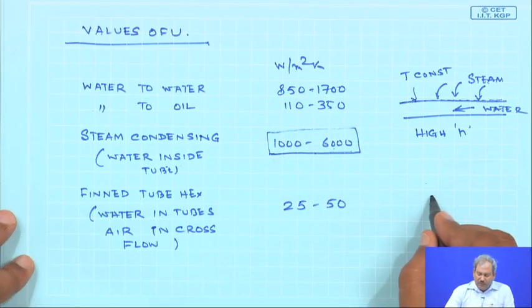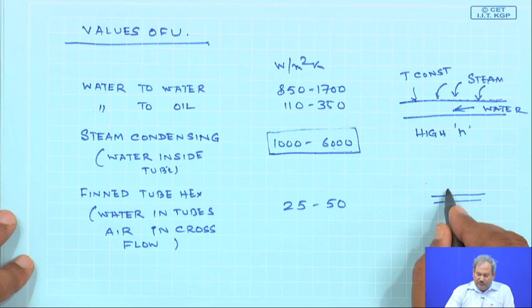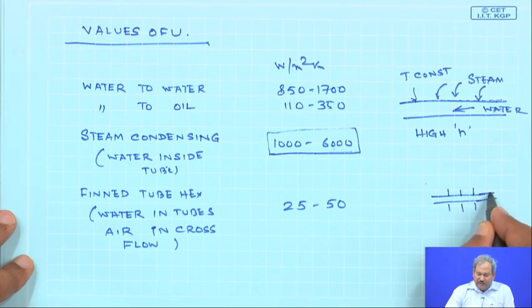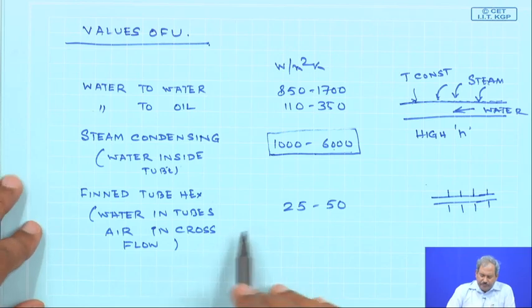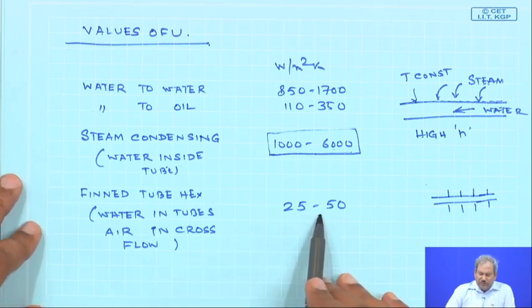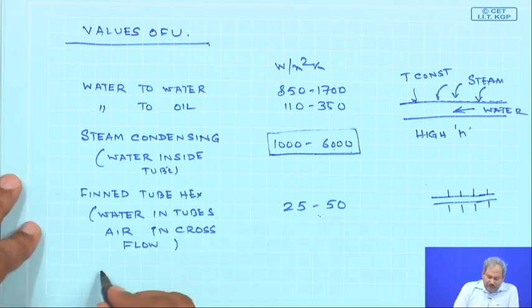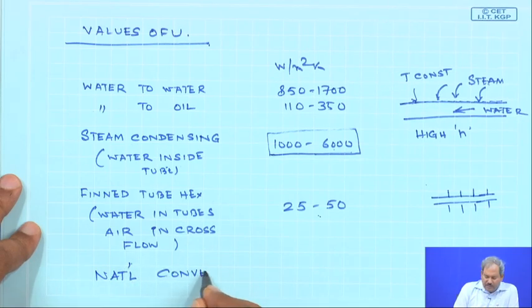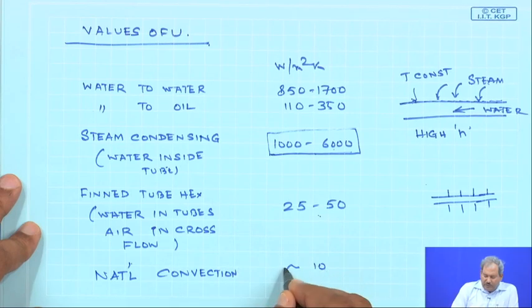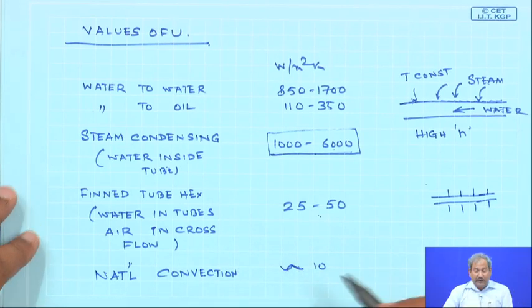whereas for finned tube heat exchangers, where the tubes itself will have fins like the one that you see in the radiator of a car, the heat transfer coefficient is only 25 to 50. Compare that to natural convection, it is going to be of the order of 10 only. So, this is going to be of the order of 10.